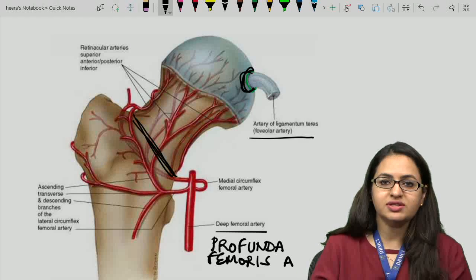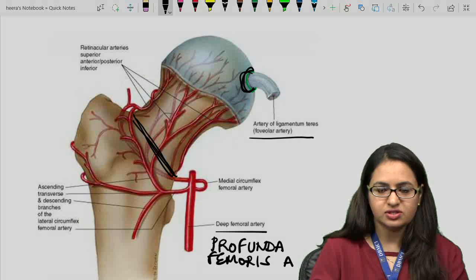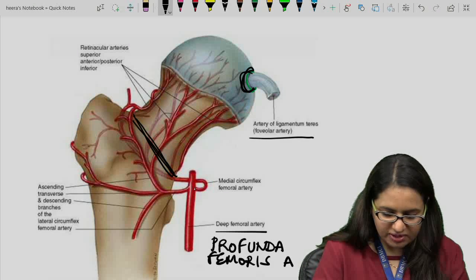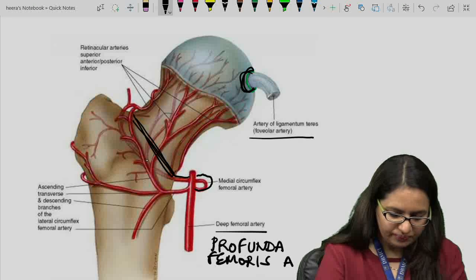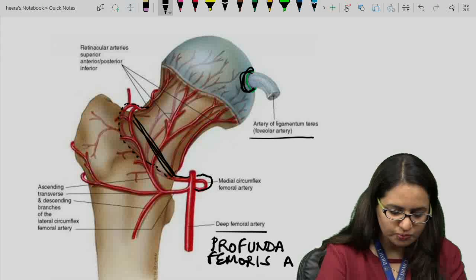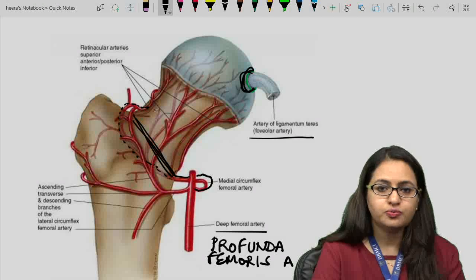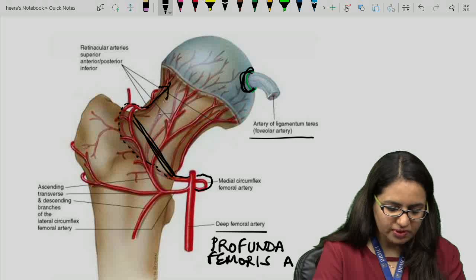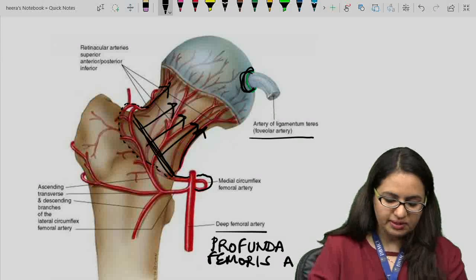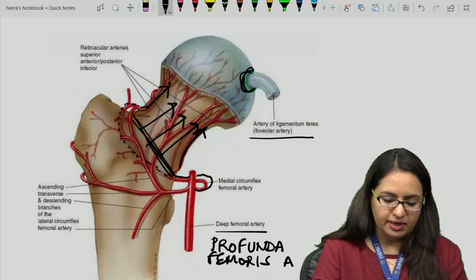The profunda femoris artery gives off the medial and the lateral circumflex arteries. The medial circumflex artery, which is going like this, goes towards the posterior side, and it reaches the superior portion of the neck. When it reaches the posterior superior portion of the neck, it gives the retinacular branches, which will enter and supply the rest of the head of the femur.